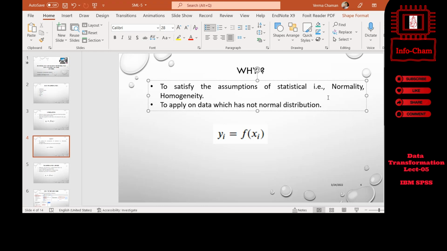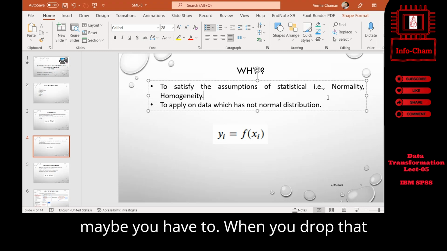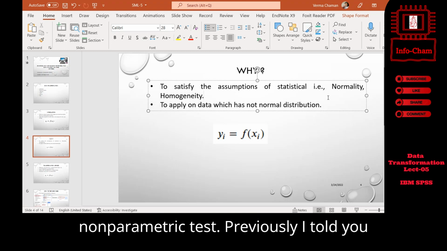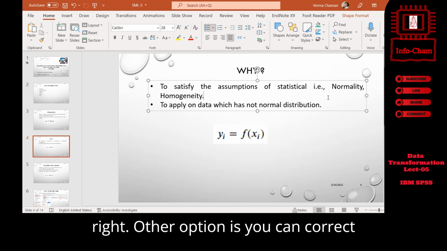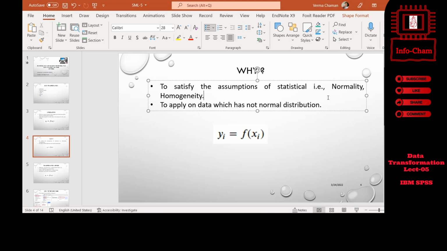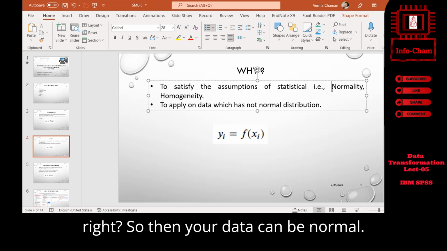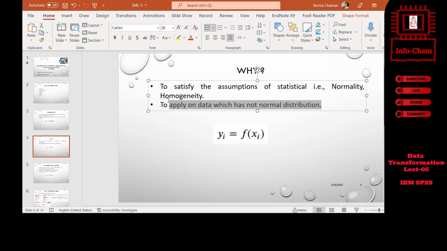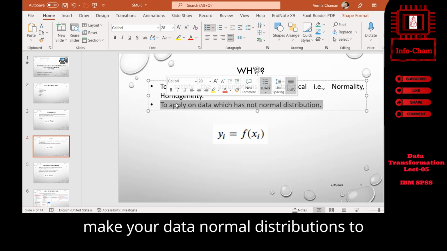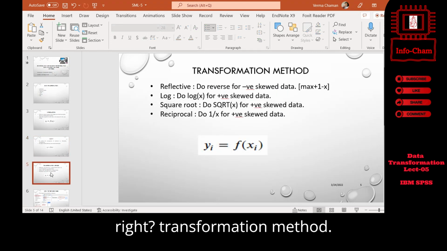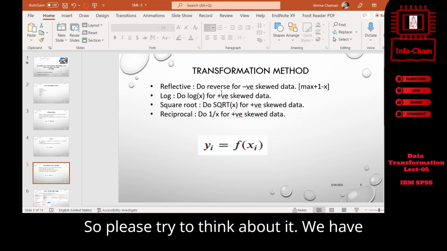The answer is maybe you have to drop that technique and choose a non-parametric test, as I told you previously, right? The other option is you can correct your data. You can transform your data, so then your data can become normal. Mostly data analysts use this technique to make the data normally distributed.